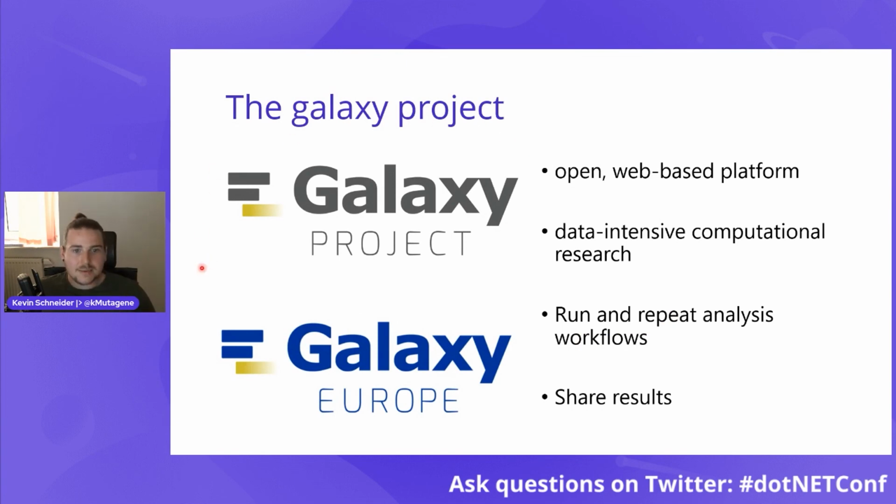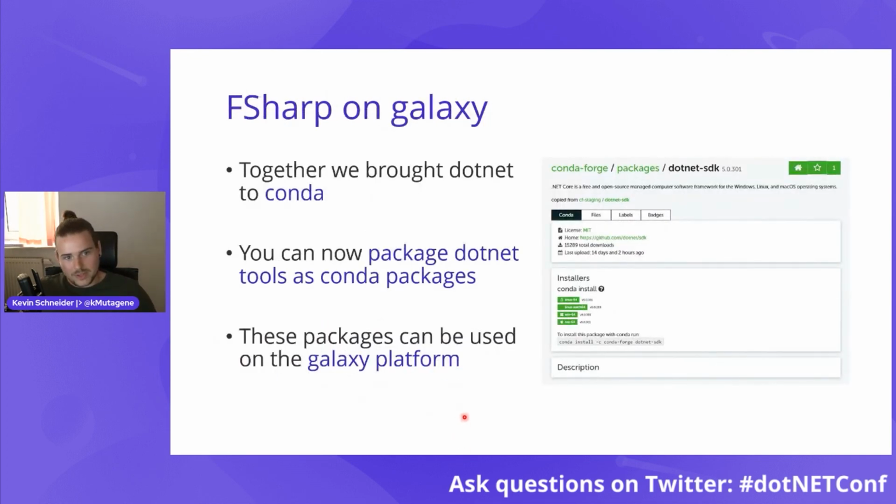The Galaxy project is an open web-based platform where you can perform all kinds of data-intensive computational research and also share the results and workflows you are creating there. And what we did to bring .NET there is first create a Conda package that contains the .NET SDK. The Conda package manager is a language-agnostic package manager, which is used by Galaxy. So you can now package your .NET tools as Conda tools, and therefore we now have all of these .NET CLI tools on the Galaxy platform.